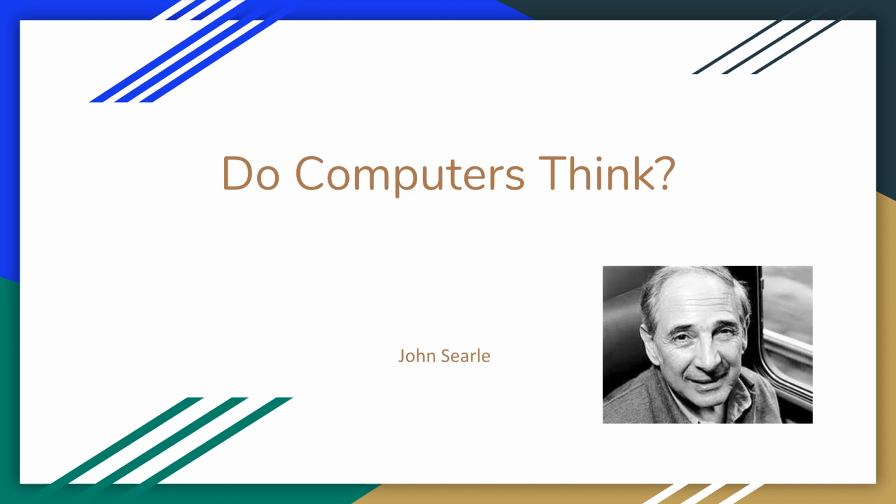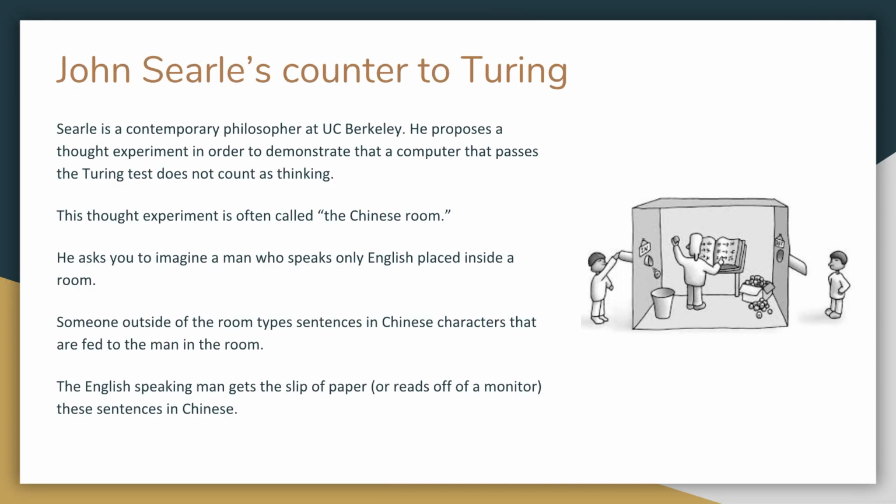He's a contemporary philosopher out of UC Berkeley, and he wrote this article exactly 40 years after the article from Turing that we looked at in the last screencast. He proposes a thought experiment, and this article is pretty short because this is a simple thought experiment to try and demonstrate that a computer that passes the Turing test does not count as thinking. This thought experiment is often called the Chinese room.